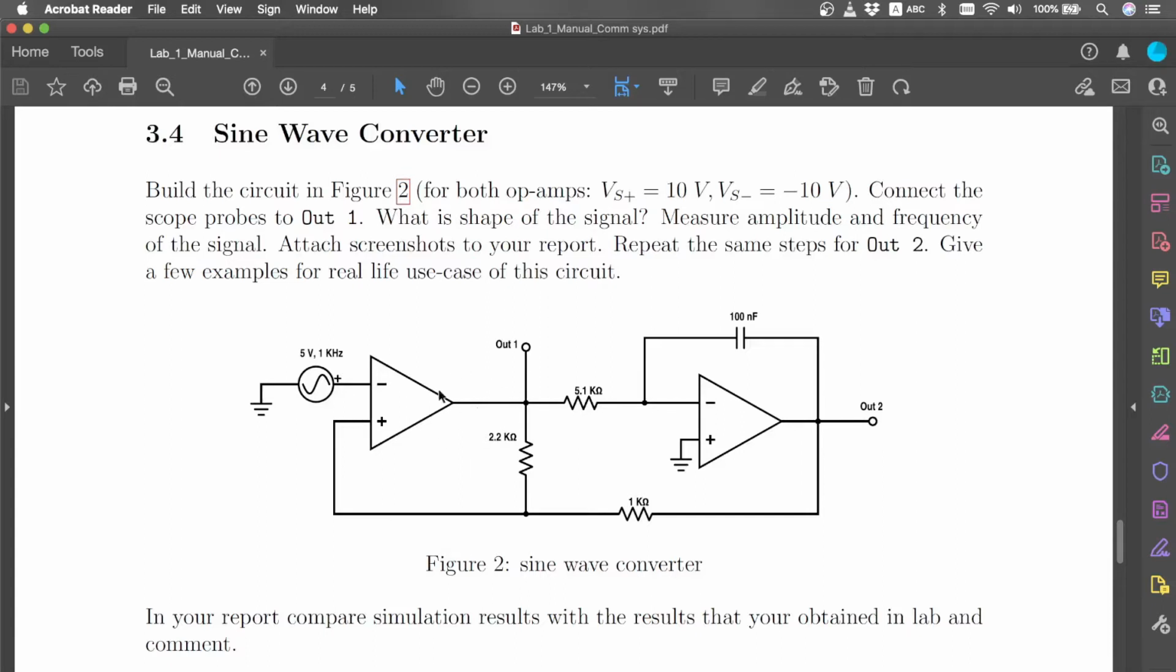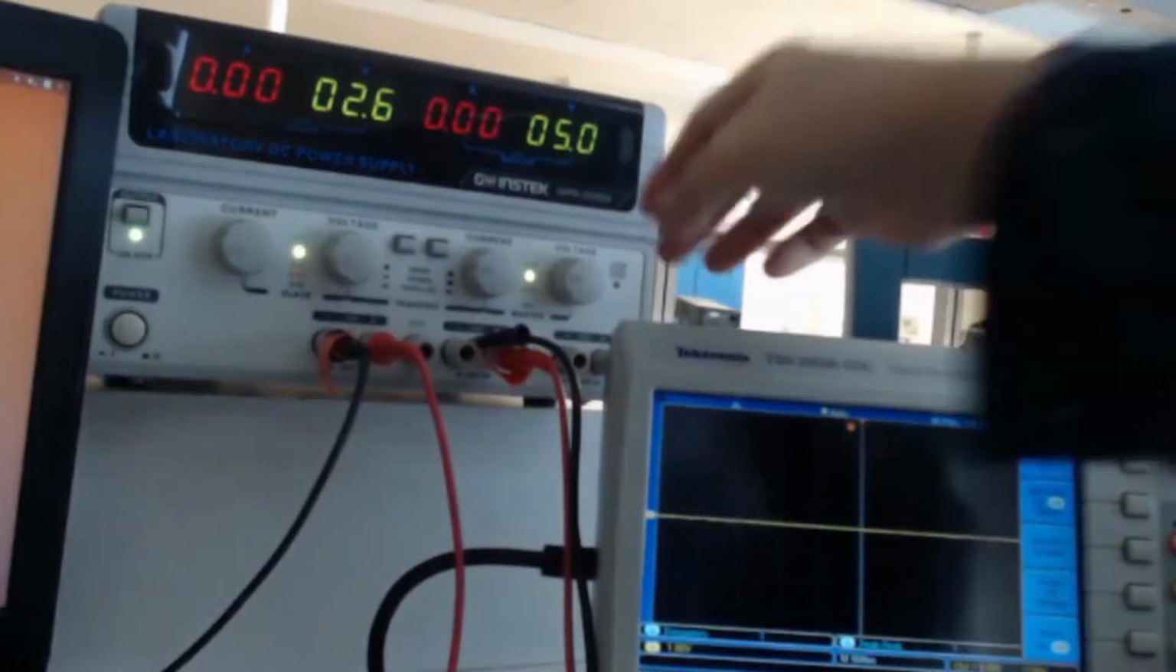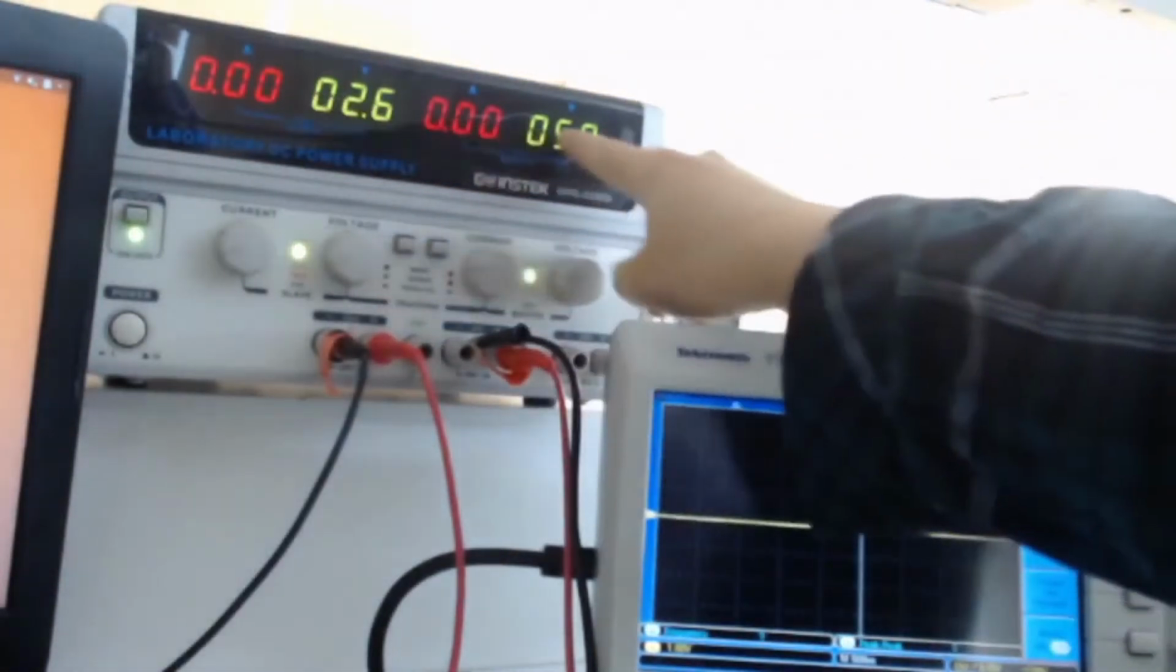And then the output of the first circuit will be the square wave. And then the square wave is given to the input of the second op-amp amplifier, which will then generate the triangular wave. First, we will set the positive and negative saturation voltage.